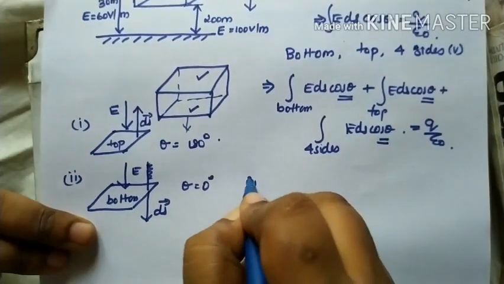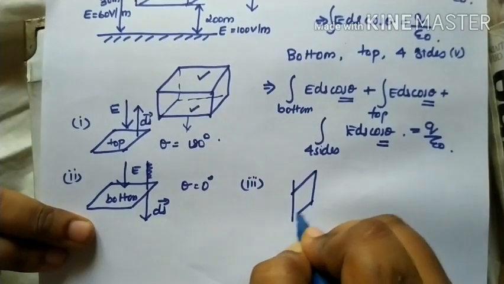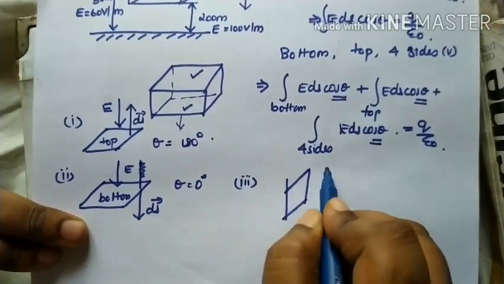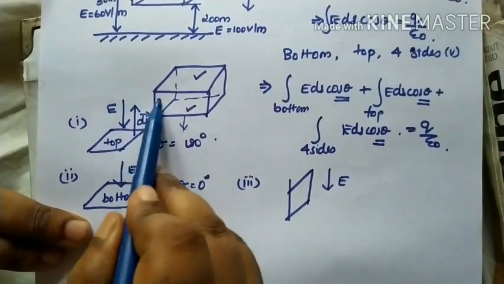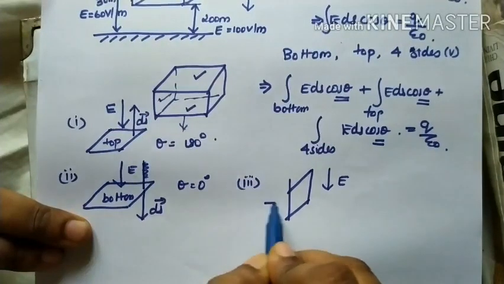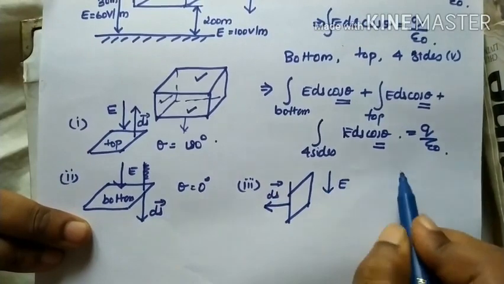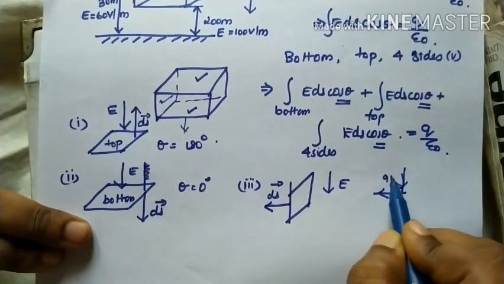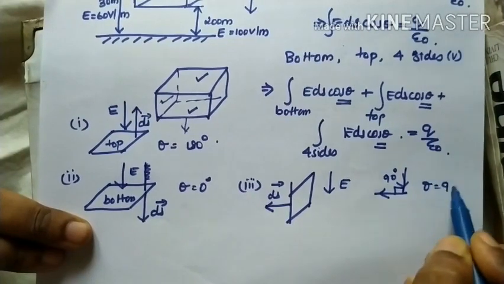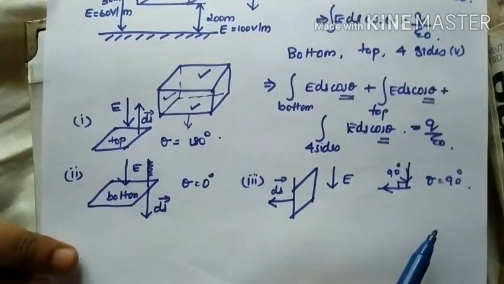Now the third one, that is the side. This is your side. How is the direction of the electric field? In this direction. I'm taking this side, okay? So the direction of the area vector dS is in this direction. What is the angle between these two? It is 90 degrees, that is, theta is equal to 90 degrees. You got the idea?